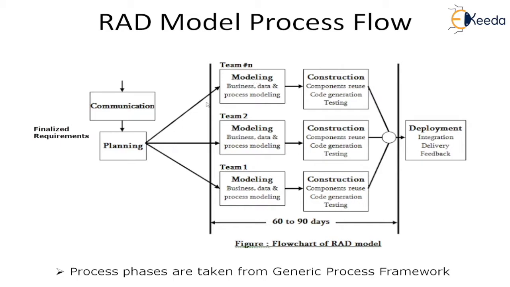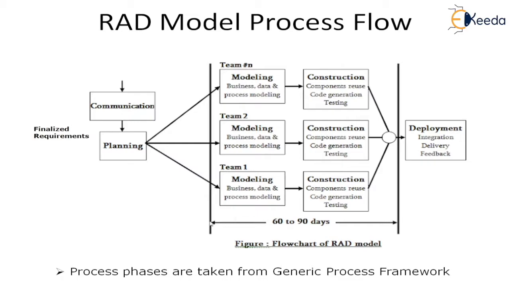Then they do 2 phases, modeling and construction. For component n, we do the modeling and construction. For component 1 also, we are doing modeling and construction. After that, when each of these components is ready, we do the integration, and we do the testing, and we deliver it. And when we deliver it, we get the feedback. Again, this feedback is used to improve or to fix the defects.